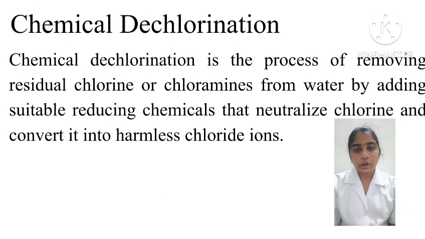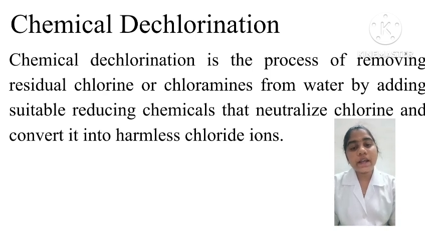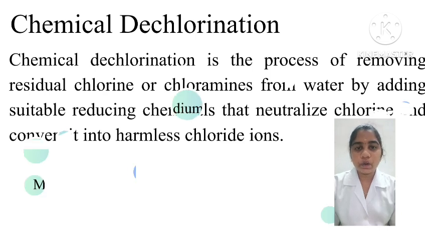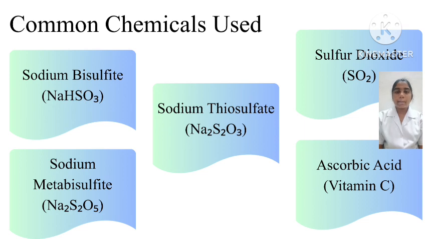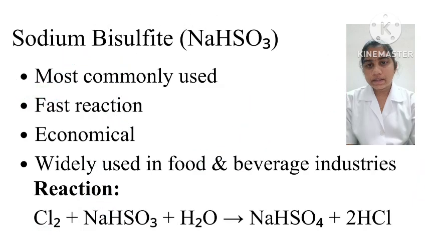First method, chemical dechlorination process. Chemical dechlorination is the process of removing free chlorine and chloramine from water by adding a suitable reducing chemical. The main aim is to make water safe for food processing units, beverage manufacturing, laboratory uses, and biological treatment units. The following chemicals are mainly used. First, sodium bisulfite and sodium metabisulfite. Next, sodium thiosulfate. Third, sulfur dioxide. Fourth, ascorbic acid.